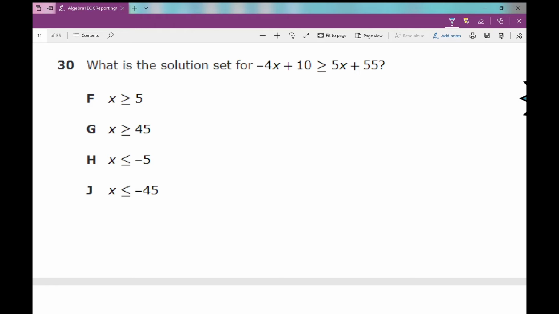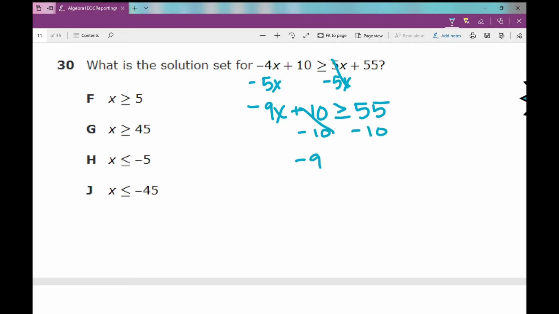We're going to continue with problem number 30. What is the solution set for negative 4x plus 10 is greater than or equal to 5x plus 55? So I need to get my variables on one side of the inequality sign. I always move my variables to the left. It's just easier, especially if I have an inequality, because that's how it's going to be written in my answer. So now, subtract 10. Negative 9x is greater than or equal to 45.